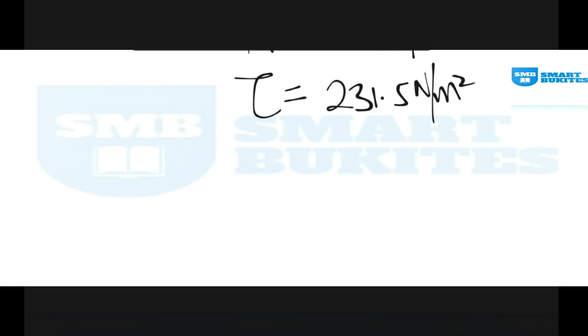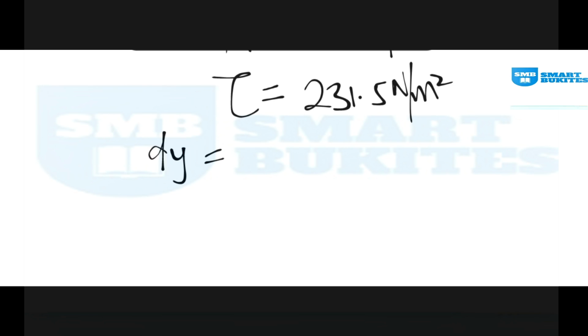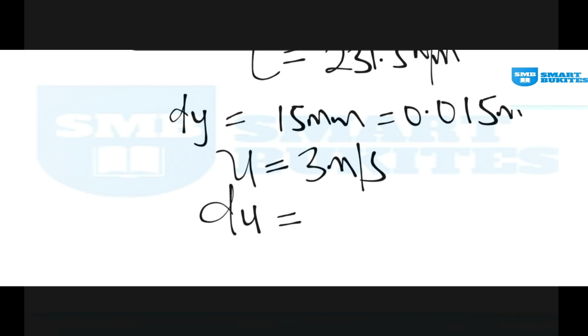The thickness of the oil is going to be the change in y, and we are given that the change in y is 15 millimeters, or we can say 0.015 meters. Then the velocity u of the upper plate is 3 meters per second. Therefore, the change in velocity is going to be the final minus initial, and we are told that we want the plate to maintain constant speed. Therefore, we don't have any change of speed. 3 minus 0, which is going to be 3 meters per second.